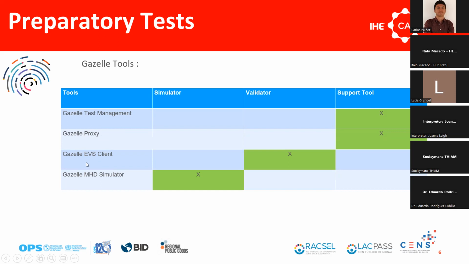After that, you have the EVS client. In the EVS client, you will have some validators, like IPS validators if you would like to validate your IPS message. It will also validate some MHD requests or responses. And you also have the QR code validator, the DDVC validators. It's available in the EVS client. I will show you the tool afterwards.